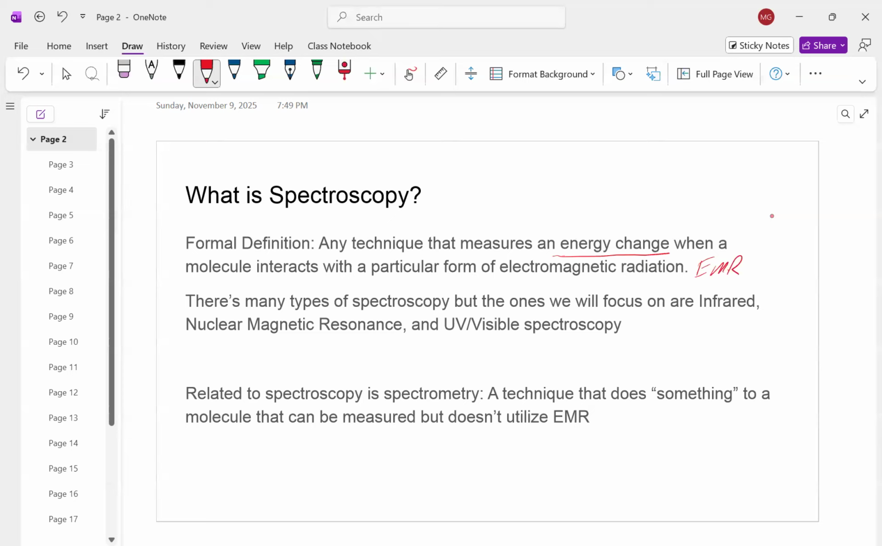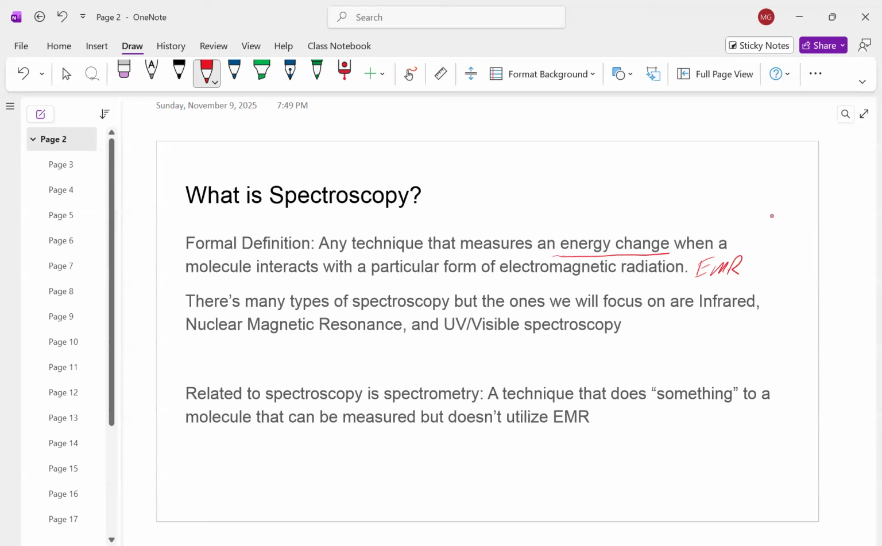And different forms of spectroscopy will give us different forms of information. Some of the types that we're going to be talking about over the next few chapters and even later on: we'll be focusing on infrared spectroscopy with this unit. In a couple of units, we'll talk about nuclear magnetic resonance, and then a little bit later, we'll talk about UV visible spectroscopy.